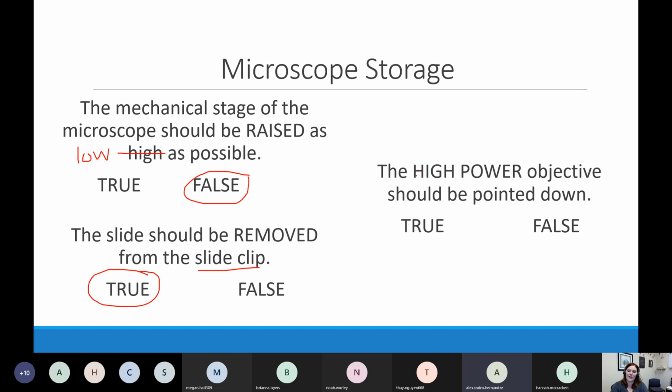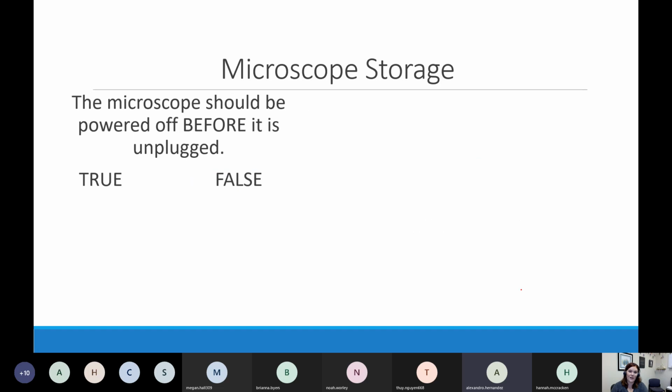We're going to make sure that the scanning objective, I'm just going to write red here, is what's pointing down. If the high power objective was what was pointing down, that's the really long one, if we leave that pointing down, better chance we're going to break our slide. So make sure that the red objective, the tiny one, is what's pointing down.